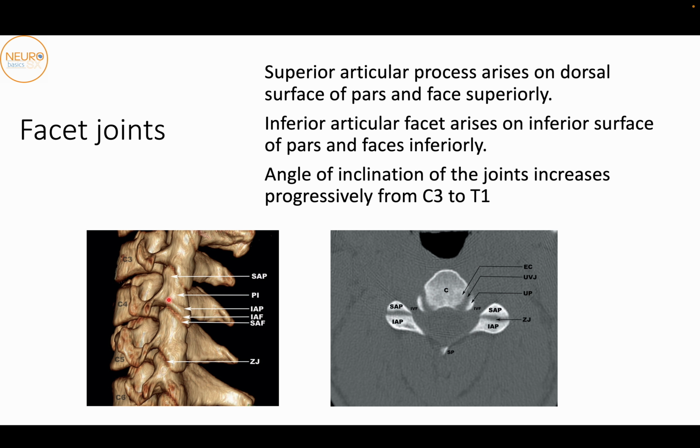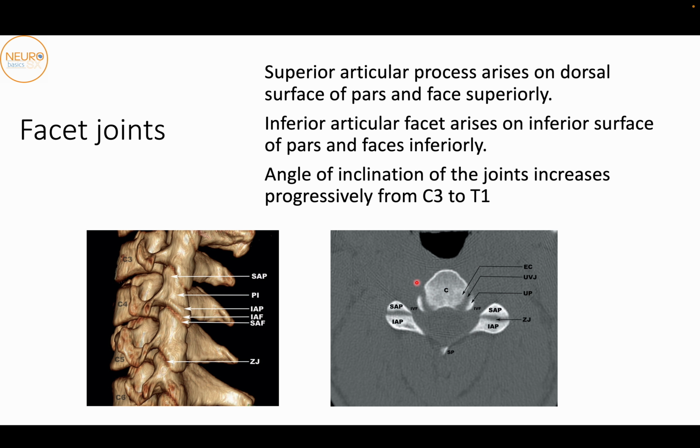Okay, so apart from that, another area of anatomy which is important is the facet joints. As we know, the pars interarticularis arises at the lateral surface of the part where the pedicle joins with the lamina, and it has a superior facet over here and an inferior facet over here. The superior facet points superiorly, but also faces posteriorly. The inferior facet faces anteriorly and inferiorly.